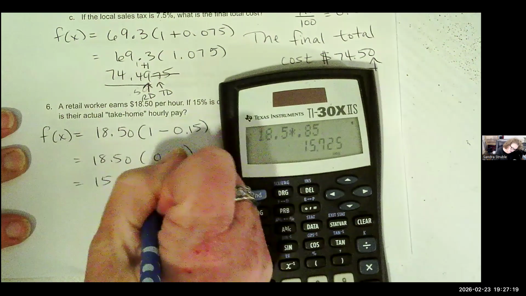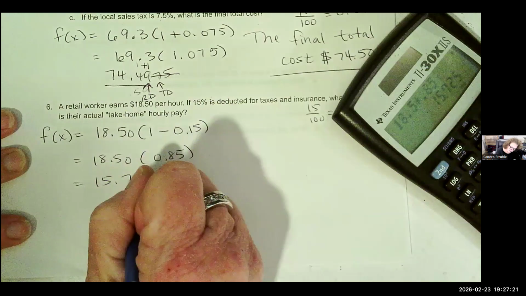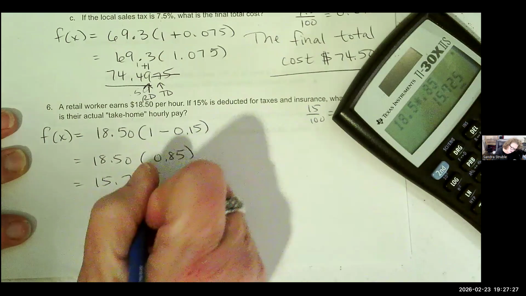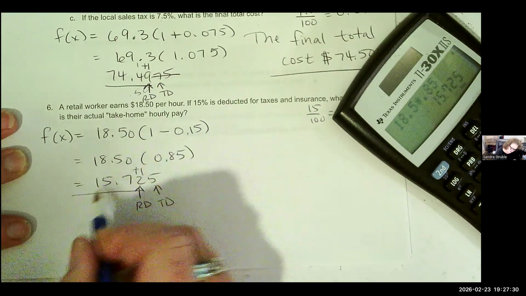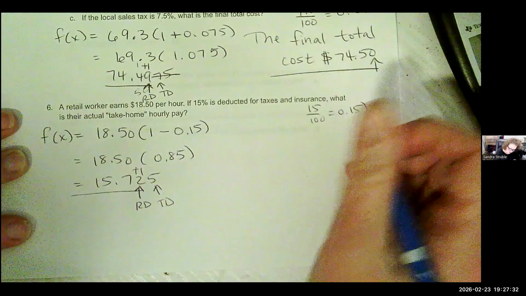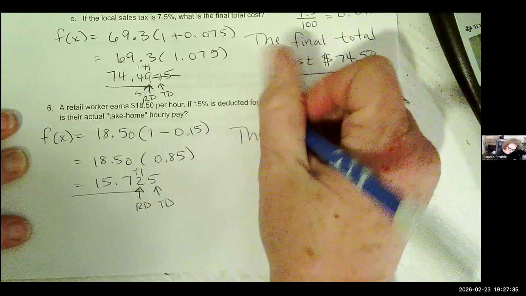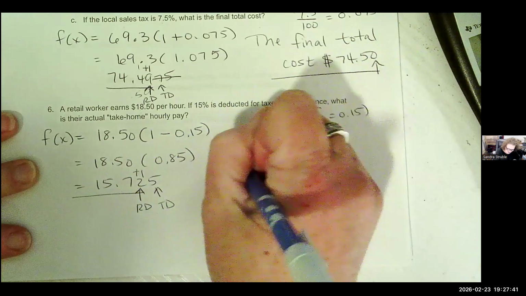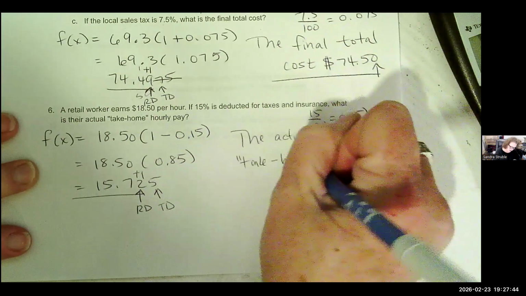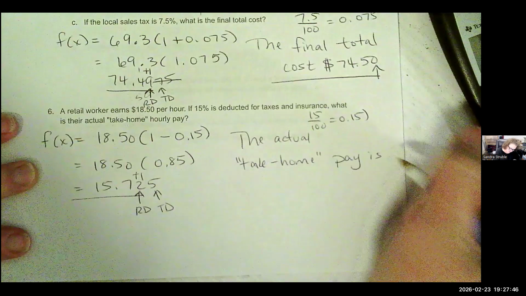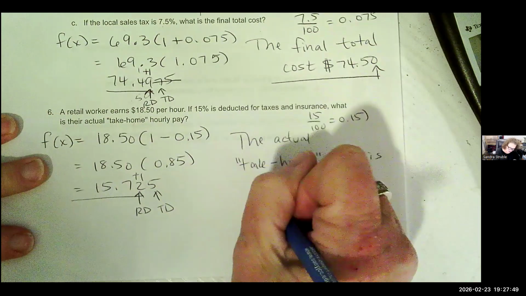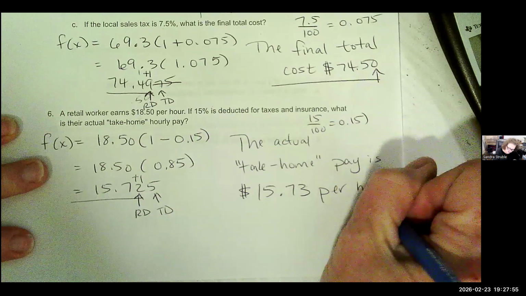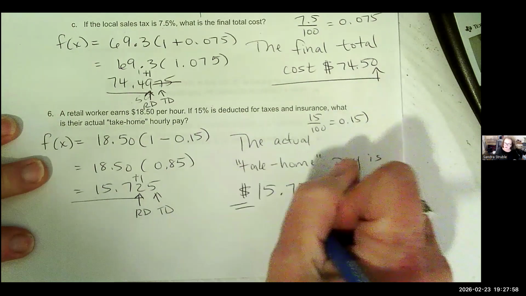There's our rounding digit because it's money. There's our test digit. Because our test digit is a 5, we're going to add 1 to our rounding digit, making this 15.73. The actual take-home pay is, was, will be $15.73 per hour. Looking for dollars, rounding to 2 decimal places, and per hour. Of course, I want the rest of the sentence.